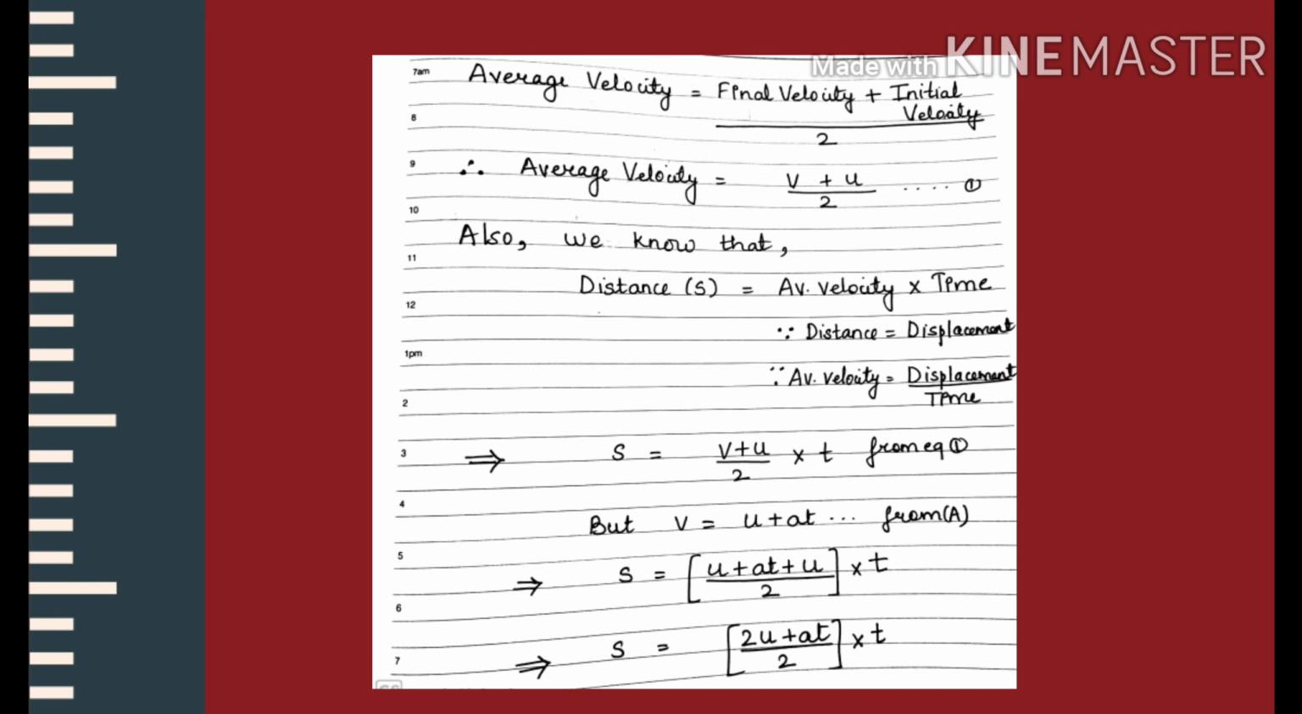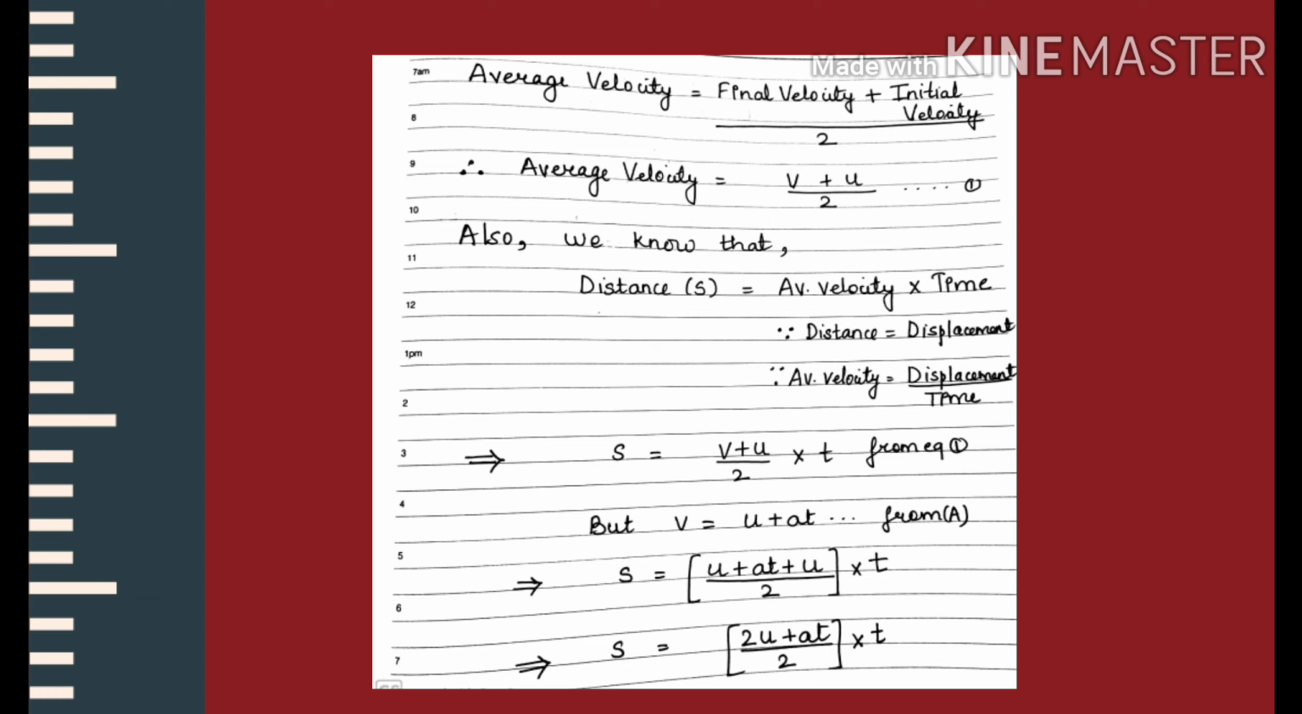We know that average velocity is equal to final velocity plus initial velocity divided by 2. Therefore, mathematically it can be written as average velocity equals v plus u divided by 2. Give it as equation number 1. We know that distance is equal to average velocity multiplied by time. Now you must be wondering from where this equation came. We know that average velocity is equal to displacement upon time. Rearranging this equation, we get displacement is equal to average velocity multiplied by time.